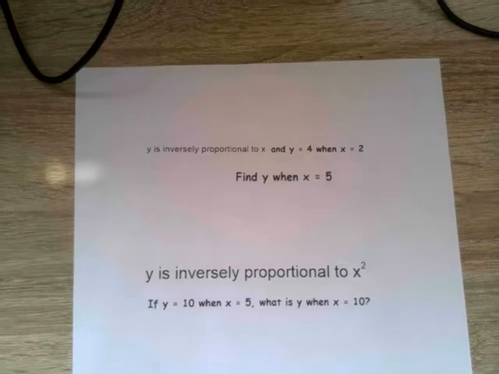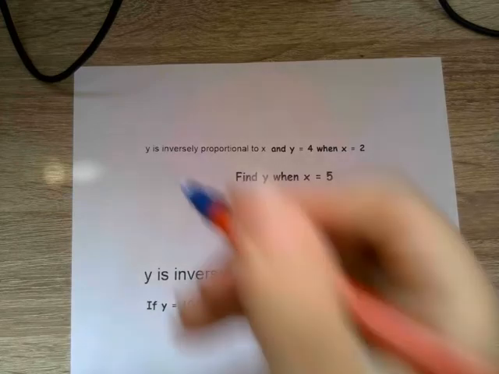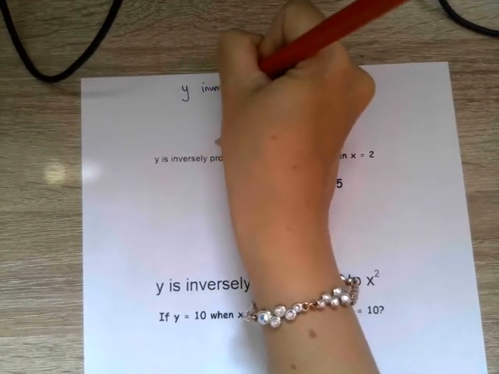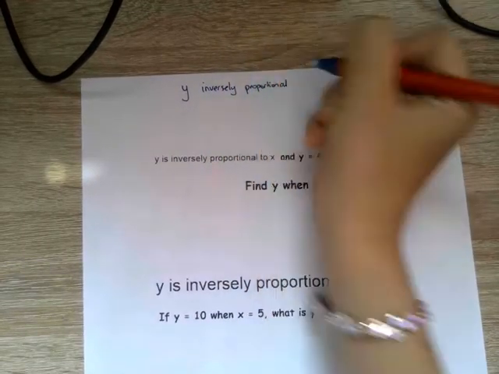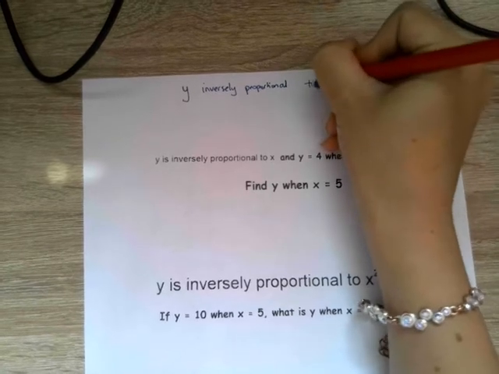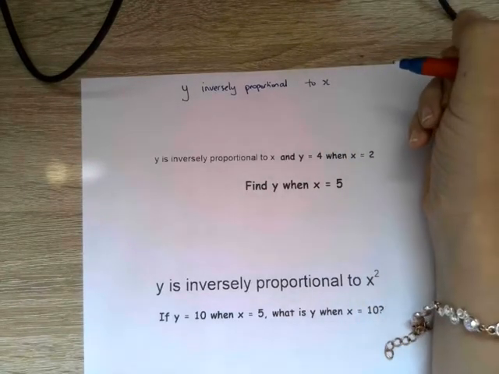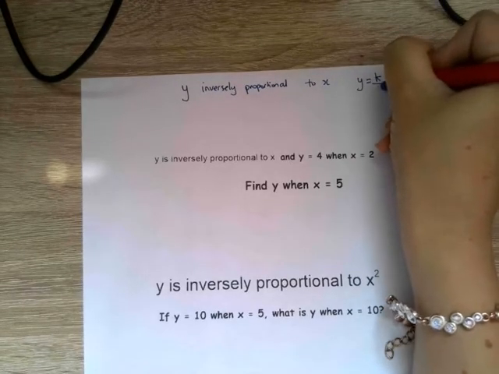So in this video we're going to be looking at inverse proportion rather than direct proportion. So if y is inversely proportional to x, the first thing that you would have to write down is that doesn't mean that y equals kx like direct proportion. It means that y equals k over x.